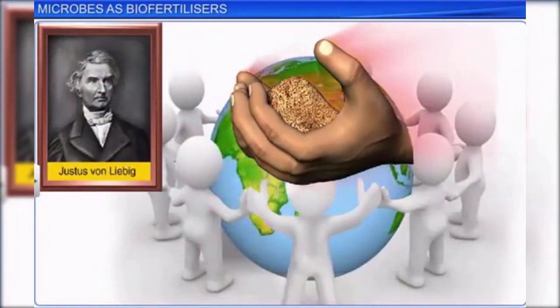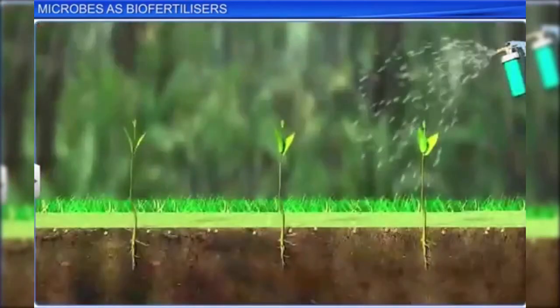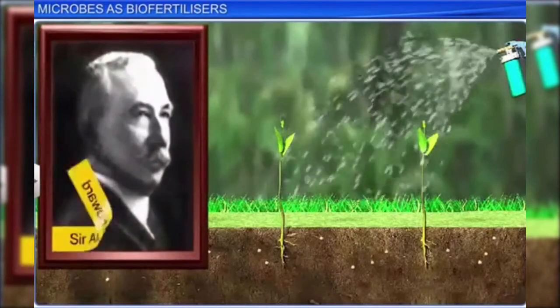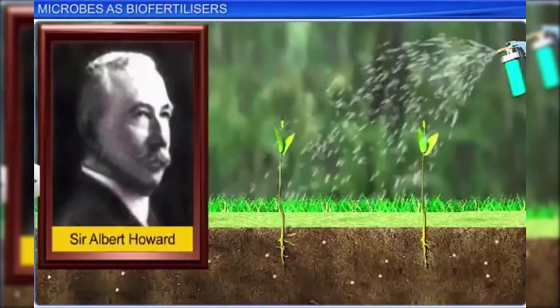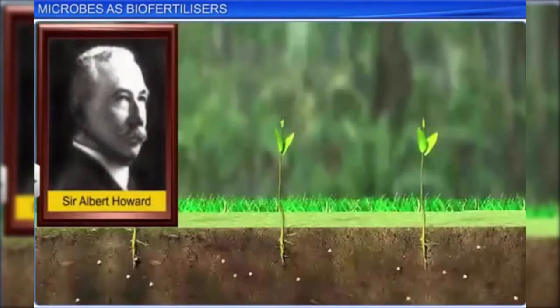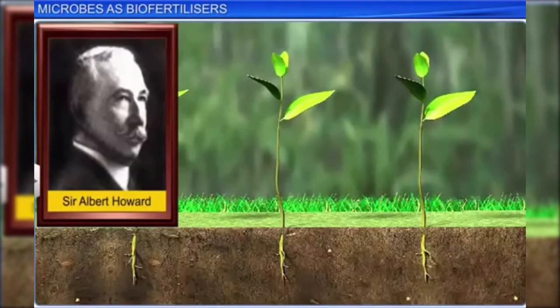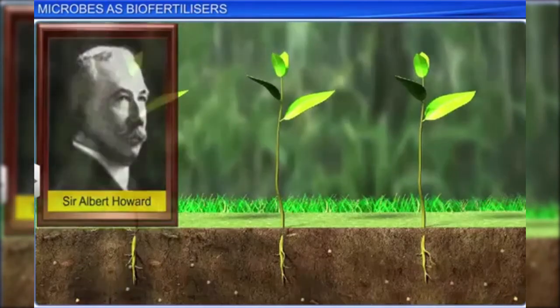Around the early 20th century, a British scientist, Sir Albert Howard, objected to the addition of chemicals to agricultural soil. He insisted that it was the health of the soil that determined the growth of plants. However, in his lifetime, he was ridiculed for his beliefs. But later, farmers and scientists around the world realized that chemical fertilizers were the chief pollutants of both the environment and soil.